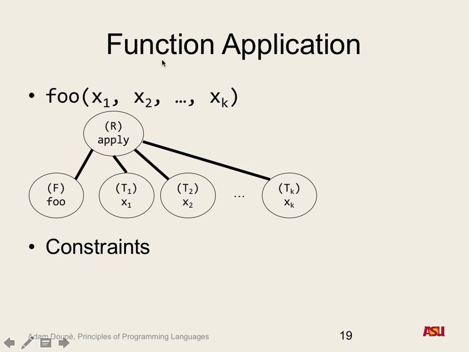Again, foo does not have to be a variable. Foo itself could be its own tree of something. Think about an array of functions. And then I index into that array, that's going to return me a function. And then I can call that function with some parameters. But I know this node F right here, this node must be what? Must be a function. And what do I know about that function? Has parameter types T1 through TK, and what does it return? Returns type R. That's it. That's all I know.